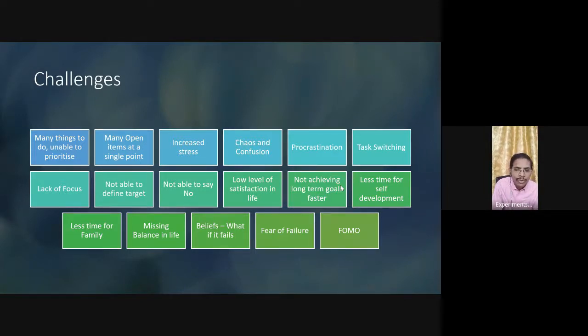When I wanted to say no and do something else, I said yes and did something which is not at all of interest to me. Then there is a low level of satisfaction in life. Because we are not able to achieve certain things, our level of motivation comes down and our level of satisfaction about our own life also starts coming down, not about others. So, not achieving long-term goals faster.